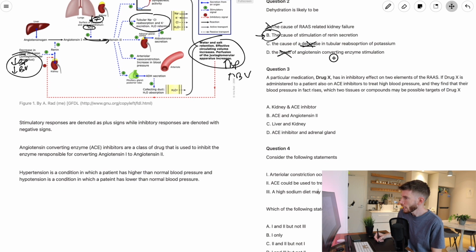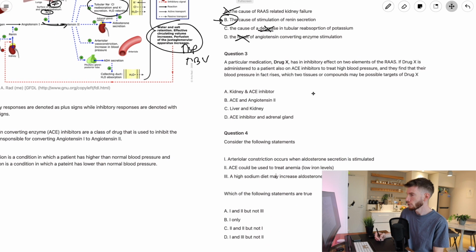Then question 3, we have a particular medication, drug X, has an inhibitory effect on 2 elements of the RAS. If drug X is administered to a patient also on ACE inhibitors to treat high blood pressure, and they find that their blood pressure in fact rises, which 2 tissues or compounds may be possible targets of drug X?